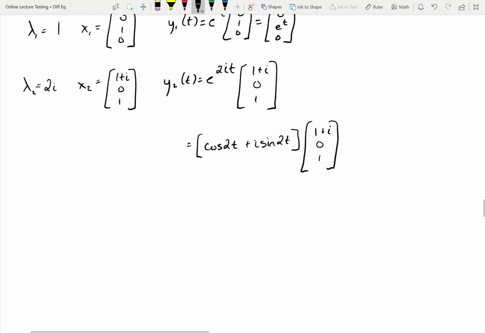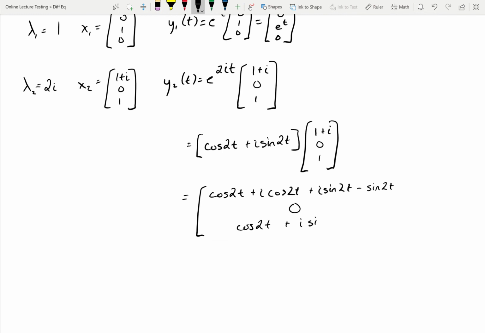All right. When I multiply this out, I'm going to get the following form. Again, we're going to have to FOIL these guys out, but that's okay because we're going to get cosine of 2t plus i cosine of 2t plus i sine of 2t minus sine of 2t, because i times i is negative 1, so there's where that negative sine of 2t is coming from. 0, and then cosine of 2t plus i sine of 2t.